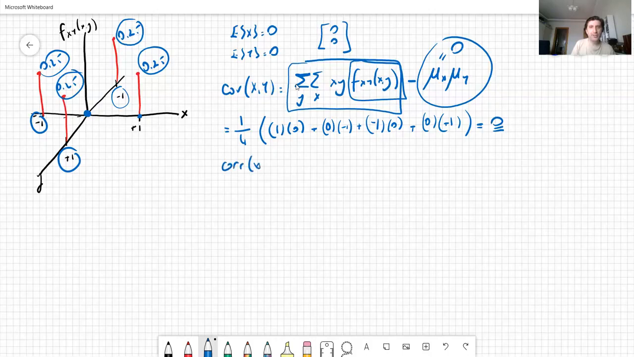Basically, the correlation of X and Y is going to be equal to the covariance of X and Y, which is equal to 0, divided by the standard deviation of X and the standard deviation of Y. And I don't need to calculate them. Since the numerator is equal to 0, this is equal to 0. On the other hand, X and Y are not independent.